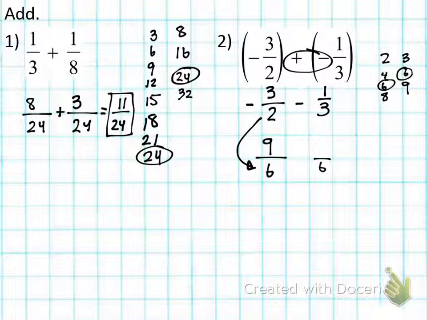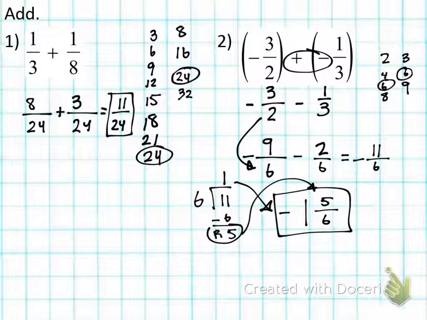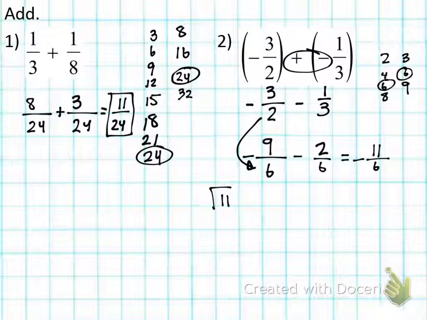2 times 3 is 6, so 3 times 3 is 9. Bring that minus sign down. 3 times 2 is 6, so 1 times 2 is 2. Okay, now we bring an equal sign. We have 2 negative teams now.